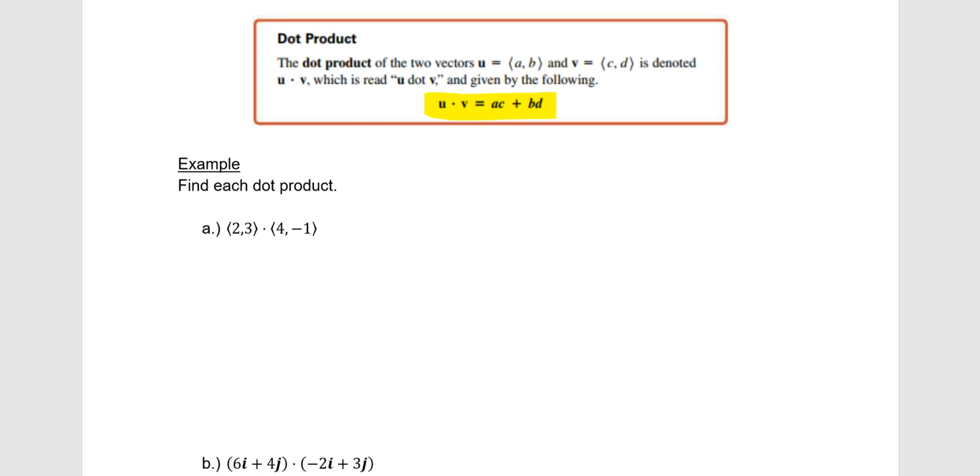Okay, let's do an example here. We have 2, 3 dot 4, -1. When we're multiplying these together, we have to do it component-wise. That's 2 times 4 plus 3 times -1. So first component times first component plus second component times second component. That gives us 8 plus -3. So 8 minus 3 gives us a scalar value of 5. So it is not a vector.